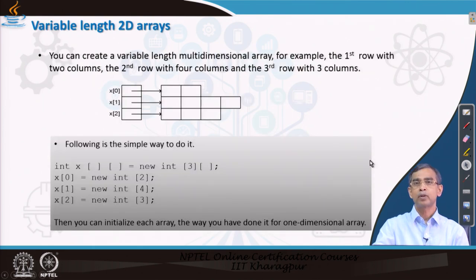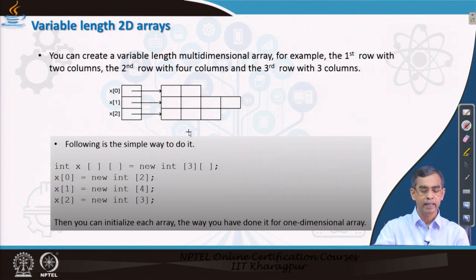Now, it is also possible to declare the number of columns in each row not of the same size. In the previous example, as we see, the number of columns in each row is the same, but here is an example where you can declare a variable-length two-dimensional array. The idea is like this. Suppose this is the first row, it contains only 2 columns, the second row contains 4 columns and the third row contains 3, so the size of each row is varying.